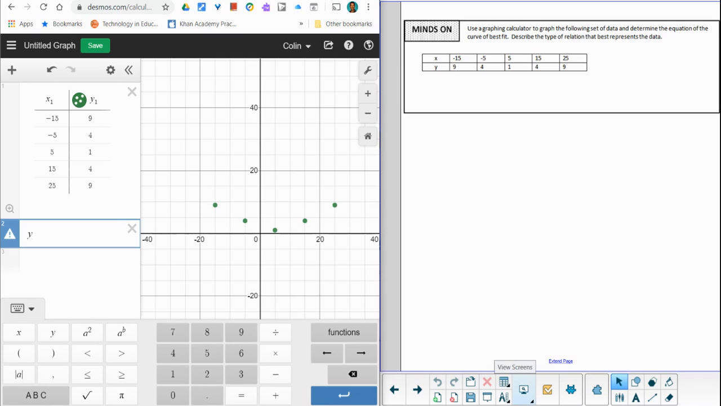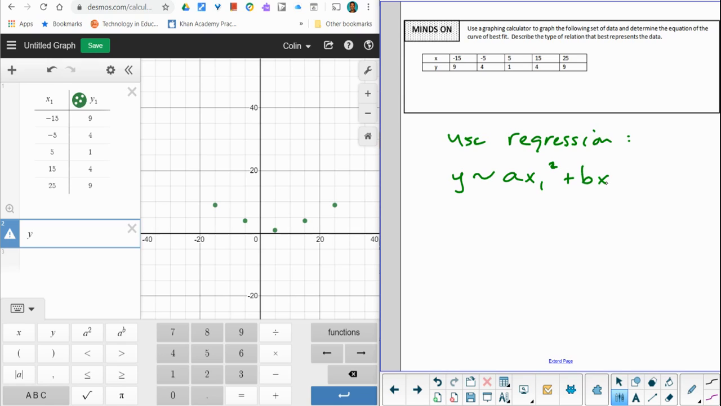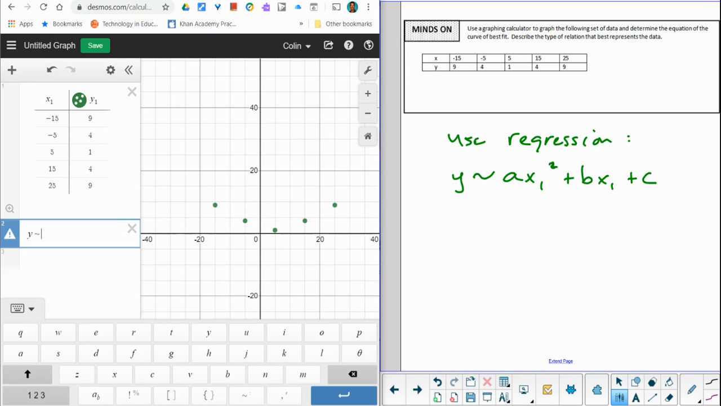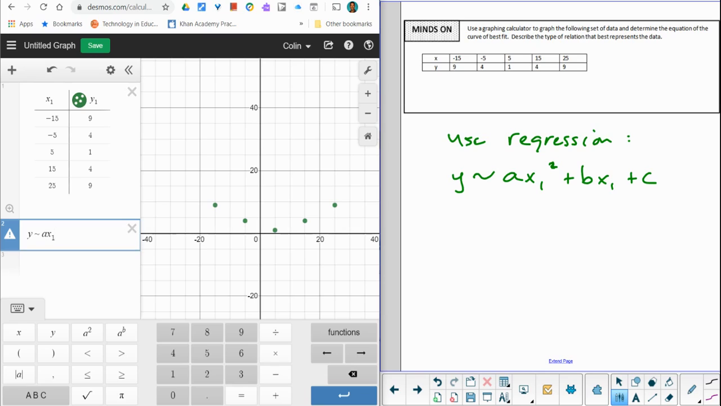Again, we need to use regression: y approximately a x1 to the power of 2 plus b x1 plus c. So we're going to type that in here. Once you type it once, you can leave it there for a while, and then you can just replace the numbers, and it becomes easier.